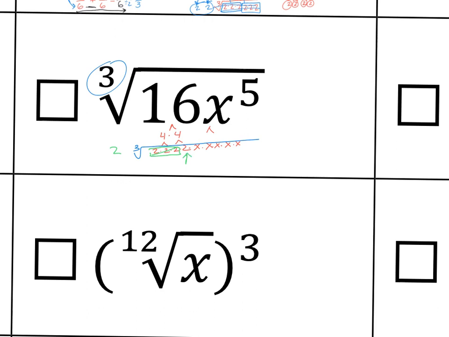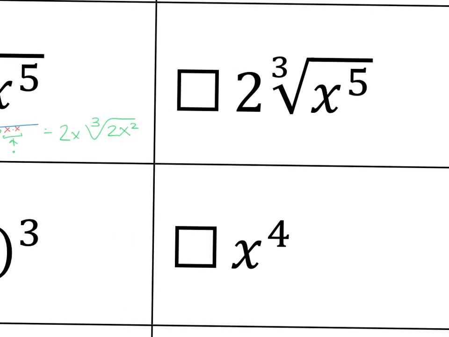This guy is stuck inside. I've got 3 x's, so I can take 1 x out. And these 2 are stuck inside. So that means I could rewrite this answer as my 2x on the outside times the third root of this loner 2, and then this x times x, or x squared. So I think that's the simplified version of this guy, and we'll see if any of them match.